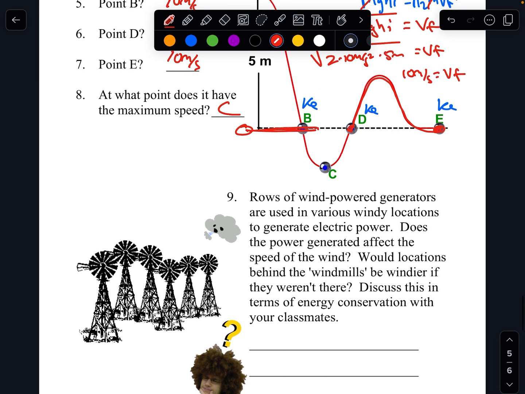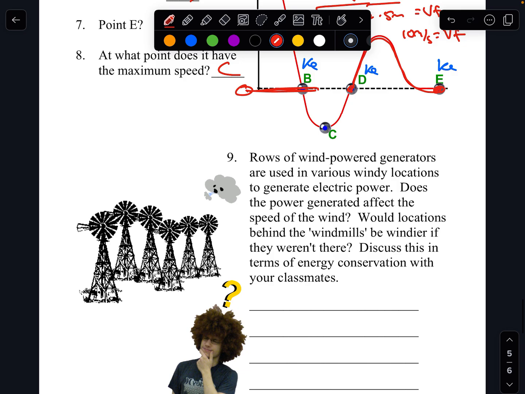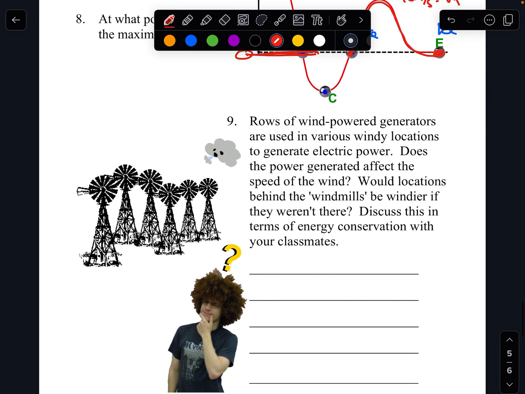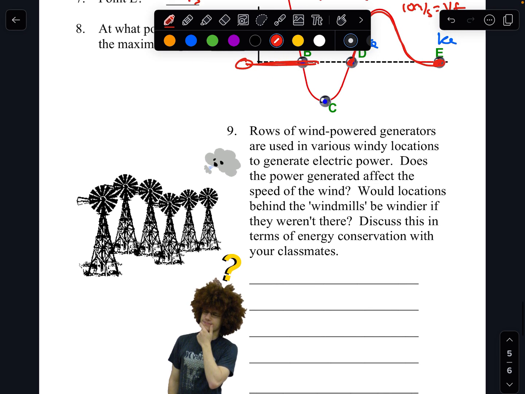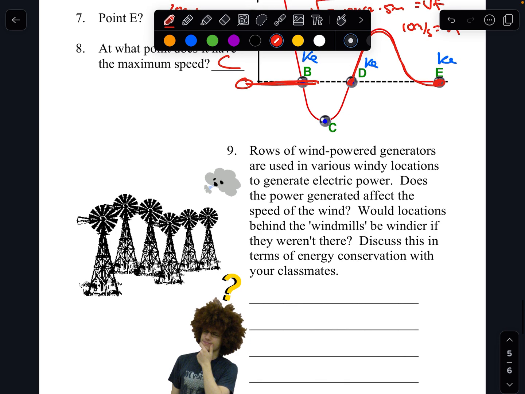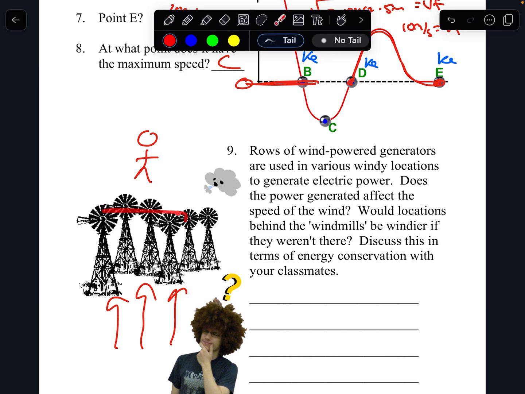Okay, and then lastly, they want us to determine what would happen to the wind behind a windmill. In other words, wind is going into these windmills, and let's say there's a person standing back here. What would happen if we completely eliminated all of these windmills, if these were gone? What would happen to the wind that the person behind would feel?